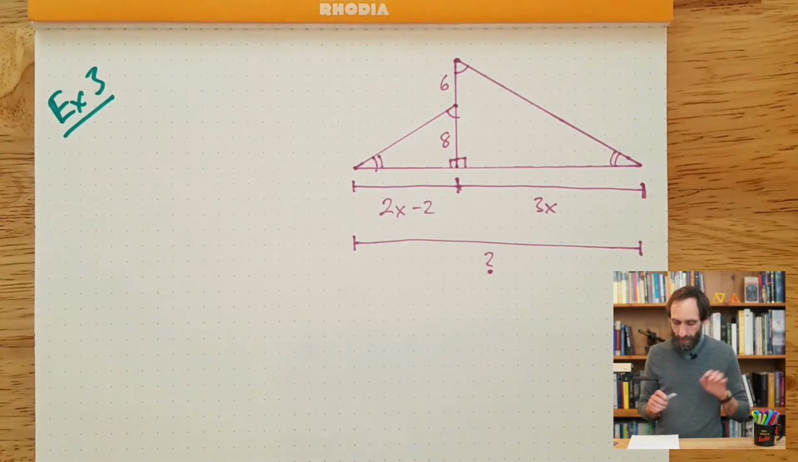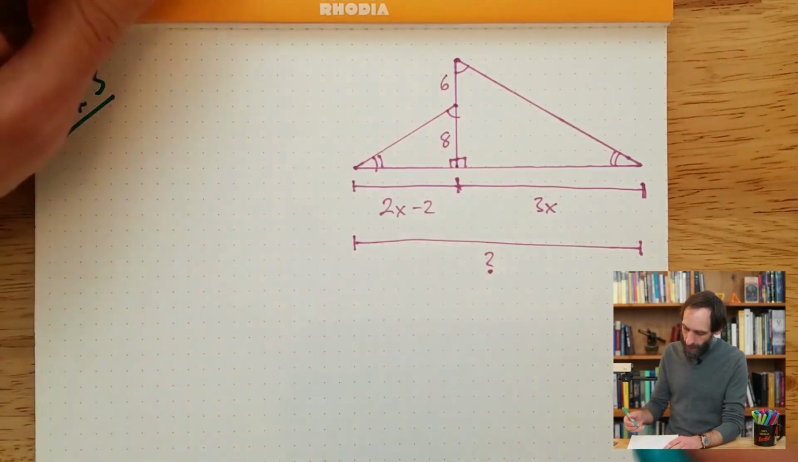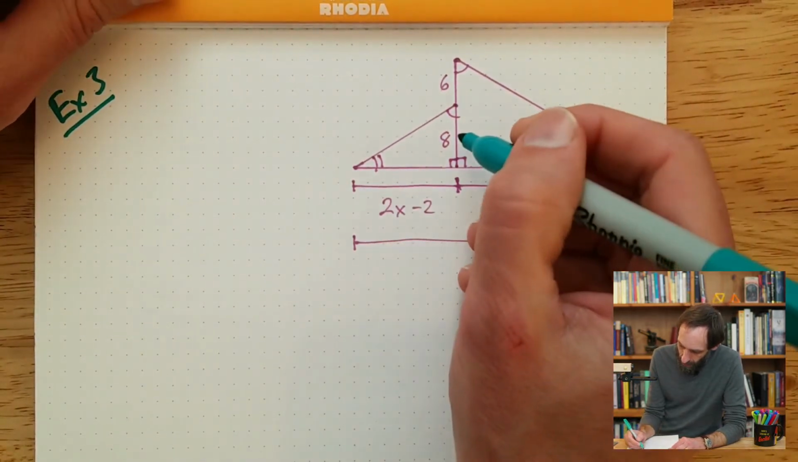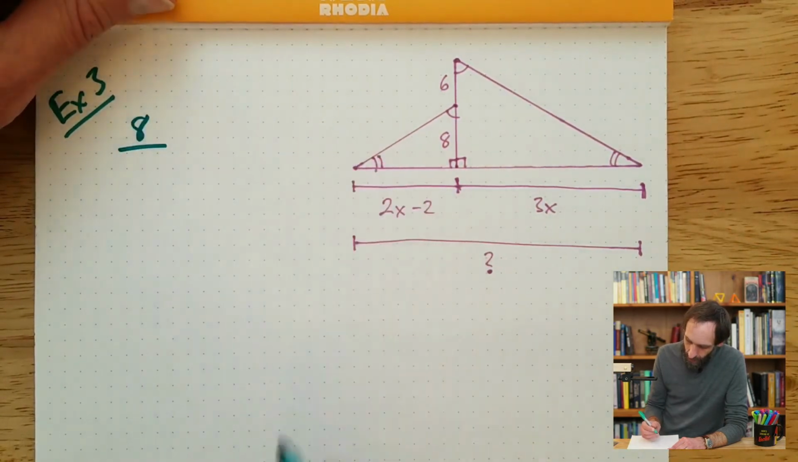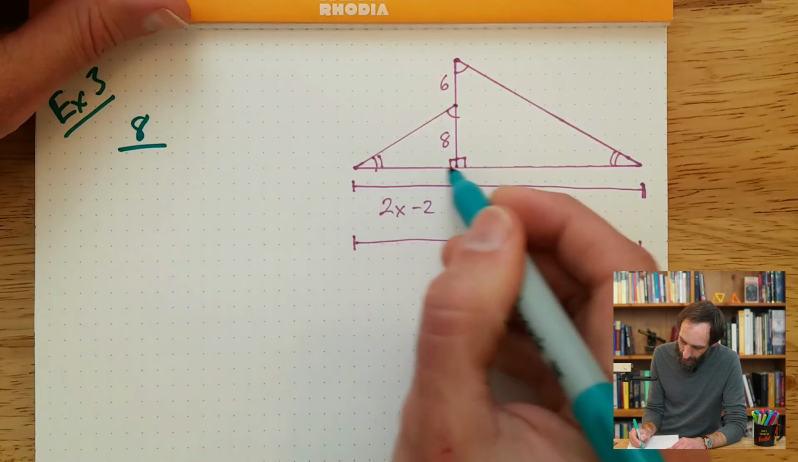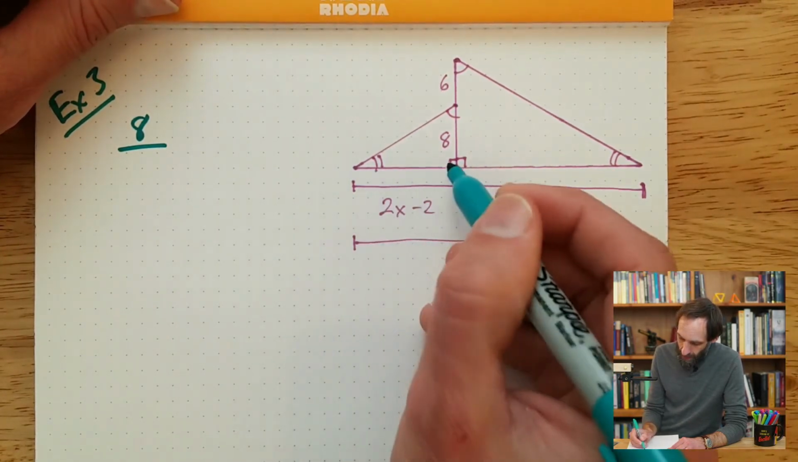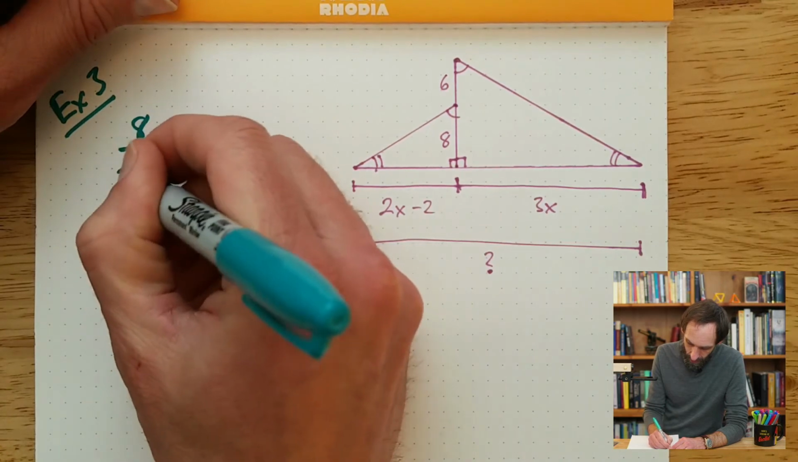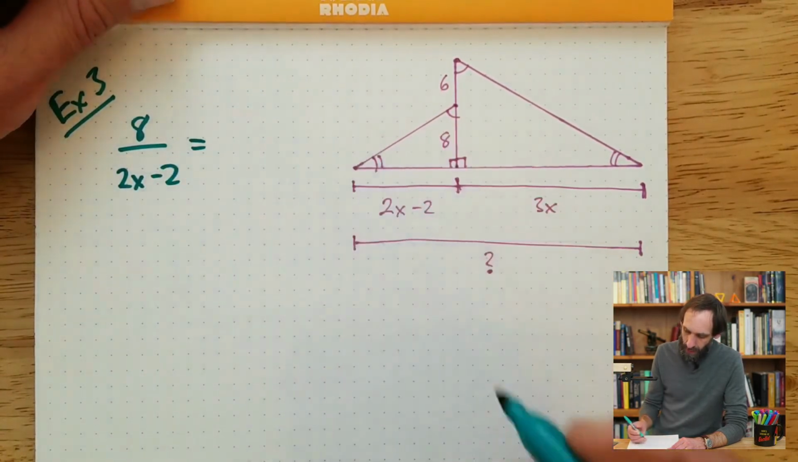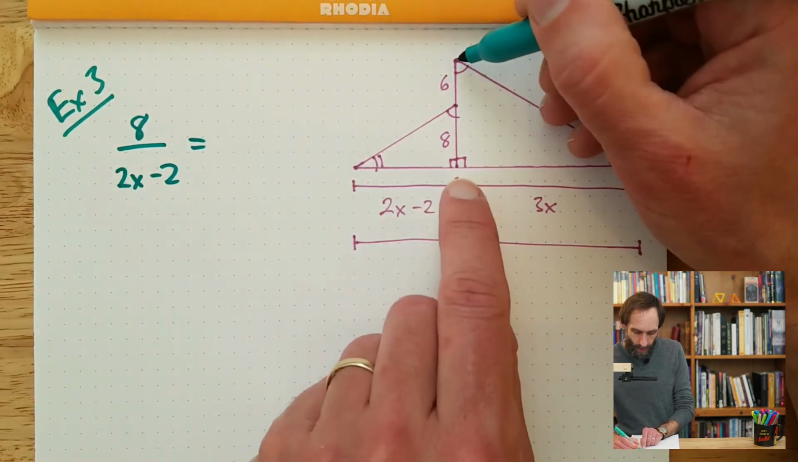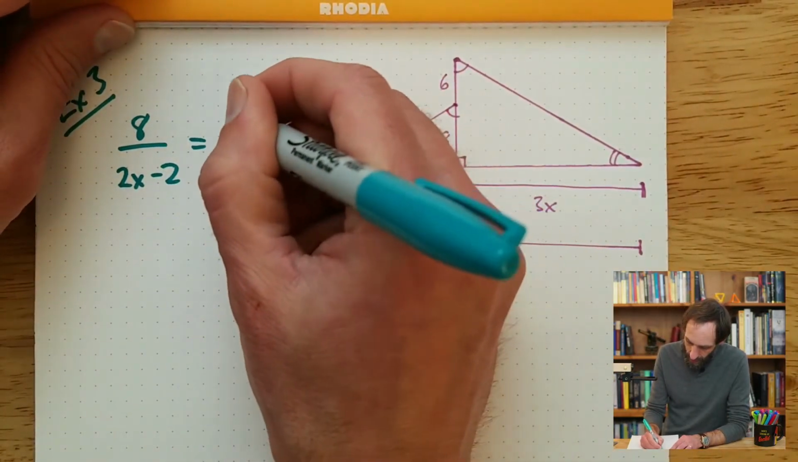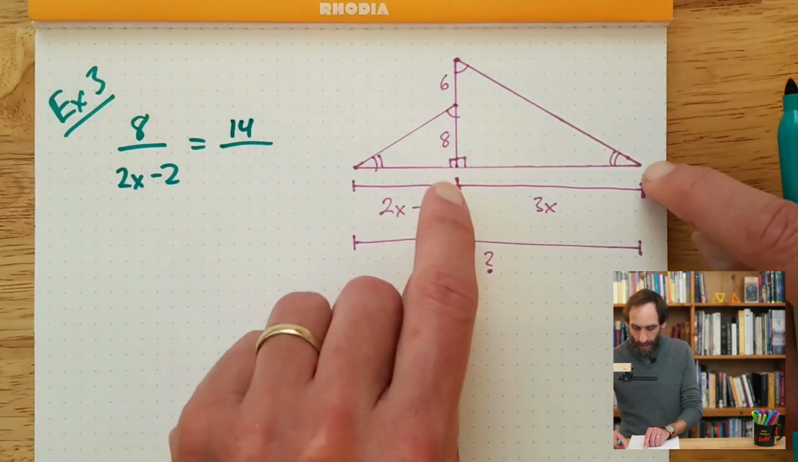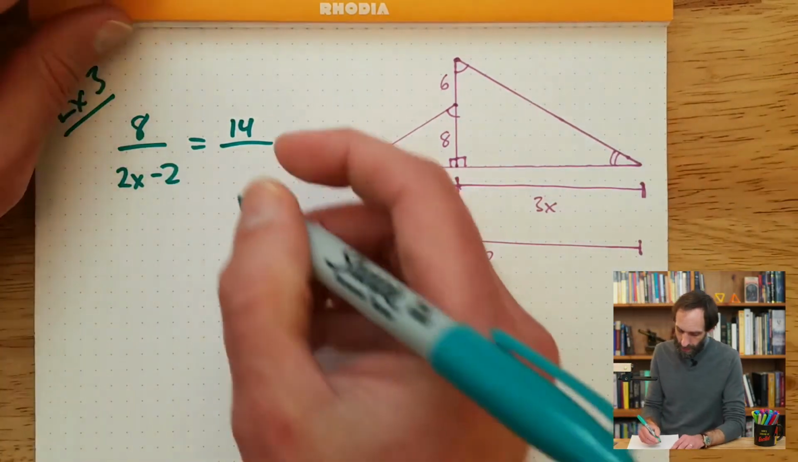First thing we need to do, we need to set up our proportionality equation. So let's see here. Let's start with the small triangle, and we'll say that this length 8, so 8 over this base, I'll do the ratio this way, this base, which is 2x minus 2, is equal to, now let's go to the larger triangle. So this whole length is equal to 6 plus 8. So that's going to be 14. And this whole length right here, the base, is 3x.